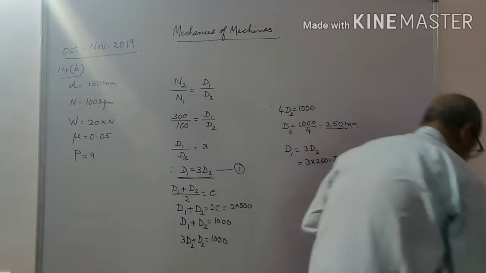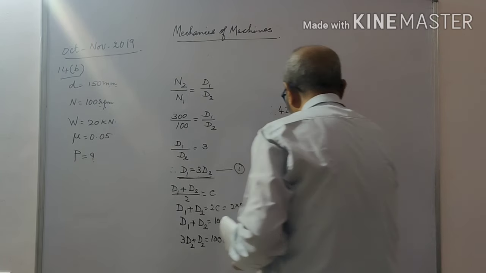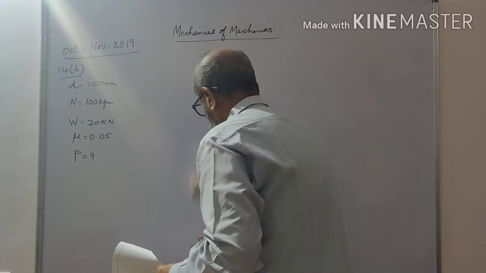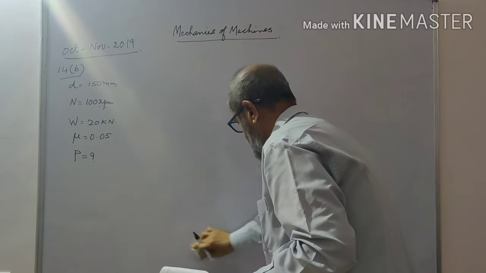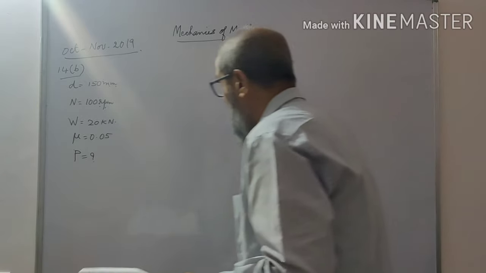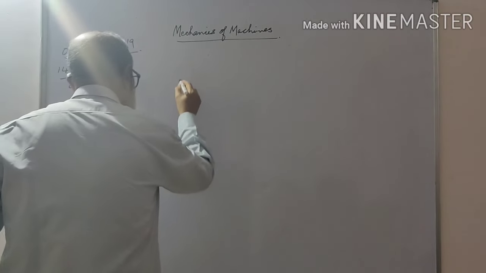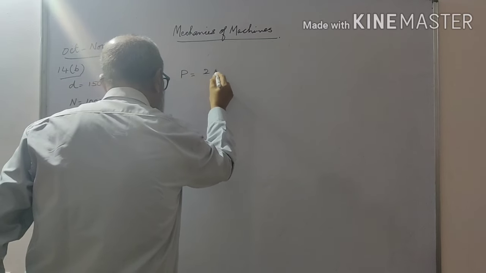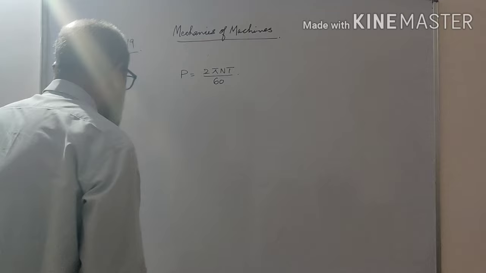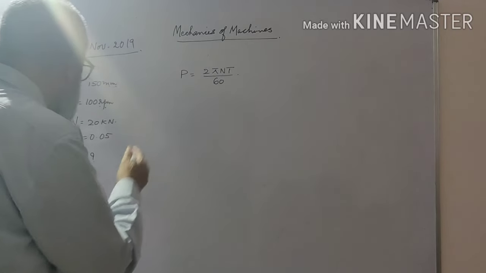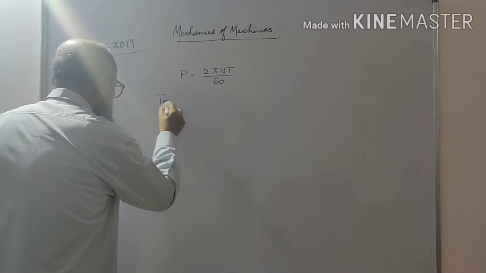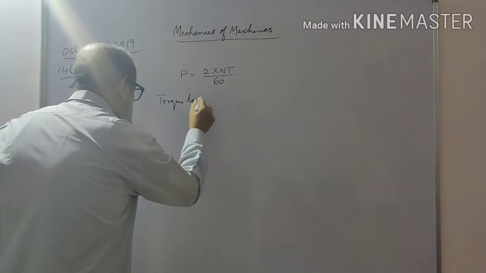Now, this is a problem on bearing, flat pivot bearing, or it is also called a footstep bearing. Now, here, the formula for power lost due to friction is 2 pi NT by 60. This is the formula. Now, to get P, I should know N and T. N is given, N is 100 rpm. I have to get T. T is the torque lost due to friction.